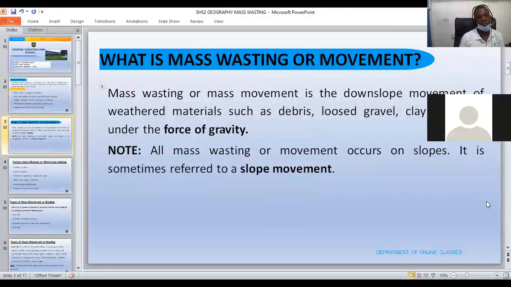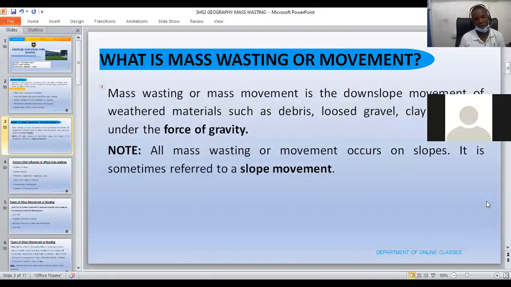All right. So we refer to mass wasting or mass movement as the downslope movement of weathered materials, such as debris, loose gravel, clay, and mud, under the influence of gravity. I'll take that again. You can define mass wasting or mass movement as the downslope movement of weathered materials, such as debris, loose gravel, clay, mud, and other weathered materials under the influence of gravity.